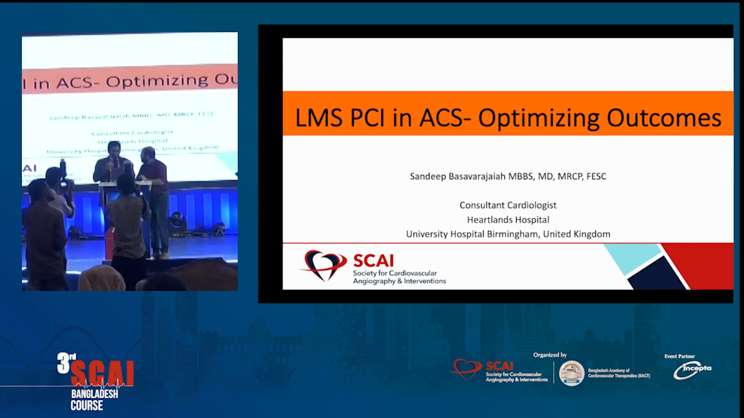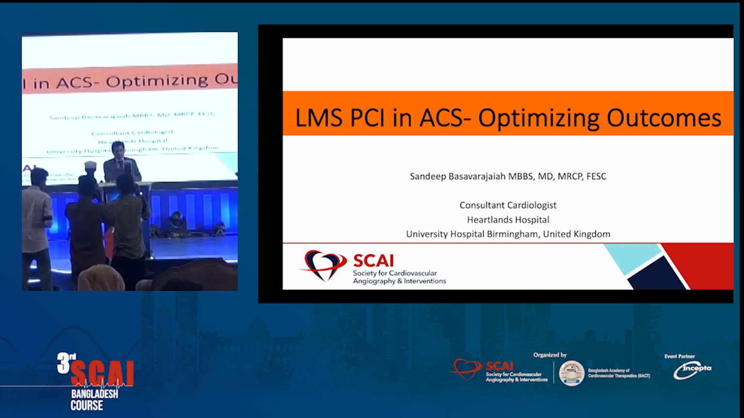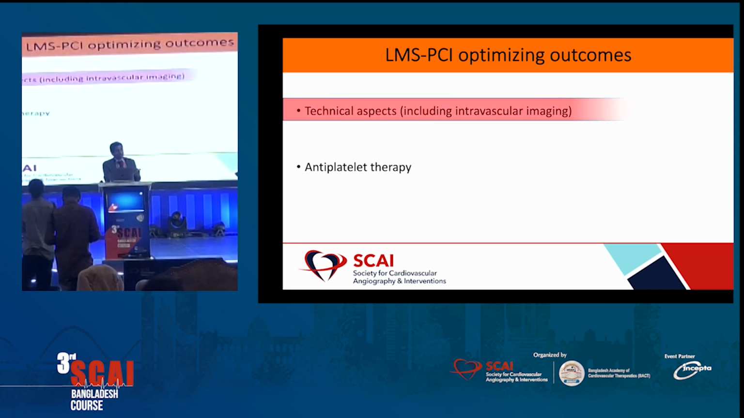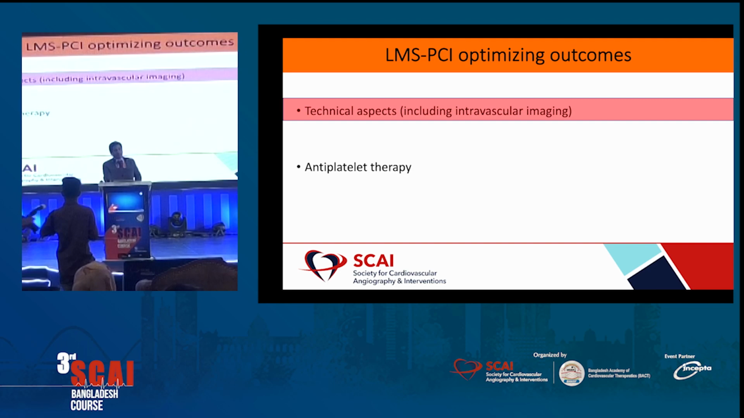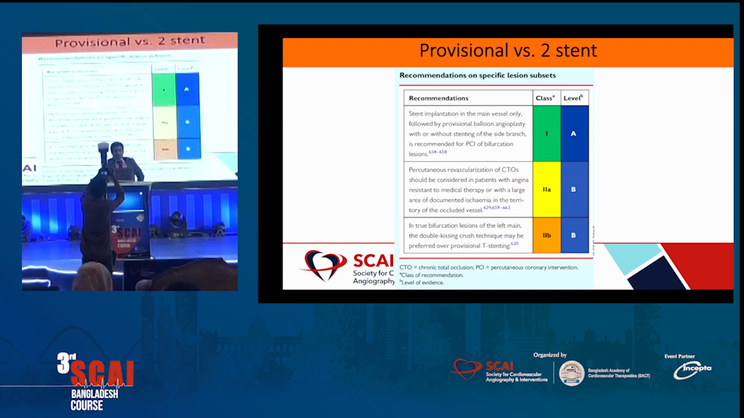So I've done my best to include the message I've been asked to deliver, which is left main angioplasty in ACS: optimizing outcomes. There are two aspects to optimizing outcomes. One is a technical aspect, which includes intravascular imaging, and then antiplatelet therapy. I'll focus mainly on the technical aspect because in ACS patients, especially left main, we all go for stronger P2Y12 inhibitors such as ticagrelor or prasugrel. We rarely use clopidogrel in these kinds of patients.